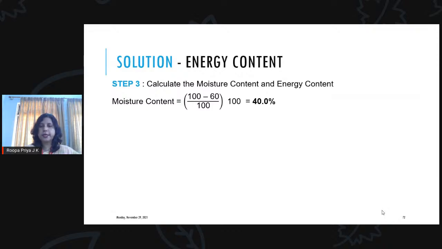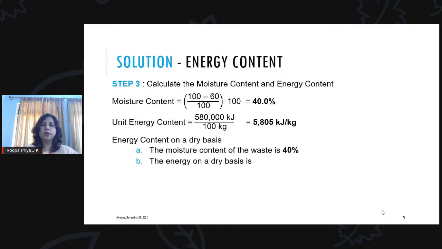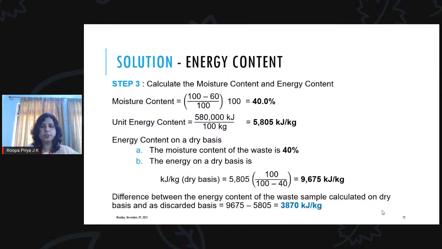Calculate the moisture content, which is again simple, which we have done earlier. So calculate the moisture content, calculate the unit energy content, then calculate the energy content on a dry basis. So as mentioned earlier, step 3 has 3 different calculations, that is moisture content, unit energy content, and the energy content on a dry basis. Here in this calculation, we are considering the moisture content, and later on you will just have to find out what is the difference. So please don't forget the last line, where the expectation is the difference between the energy content of the waste sample calculated on a dry basis and as discarded basis.